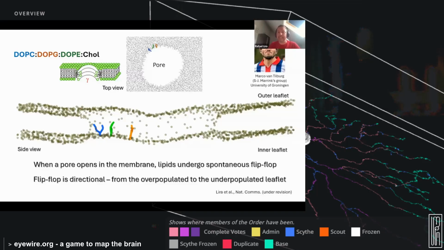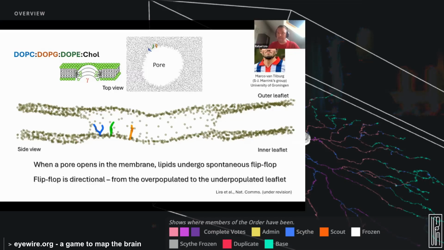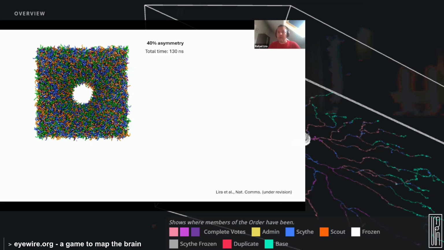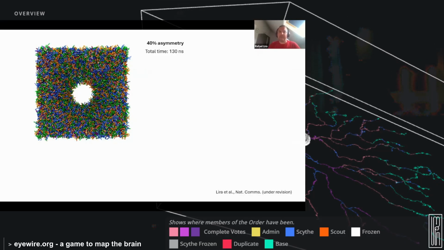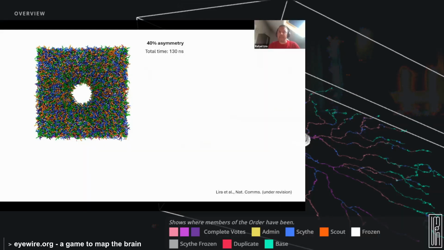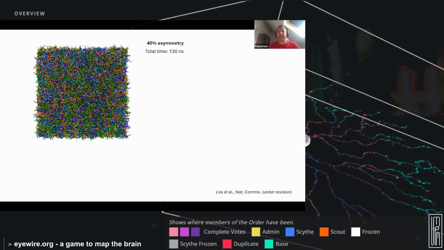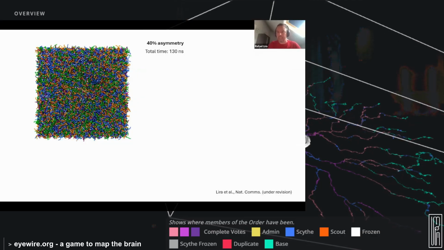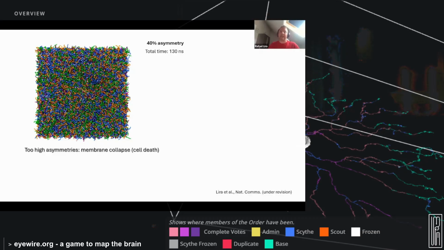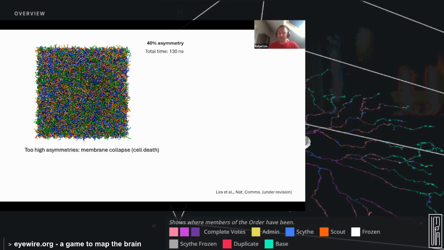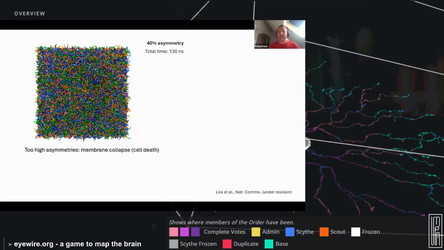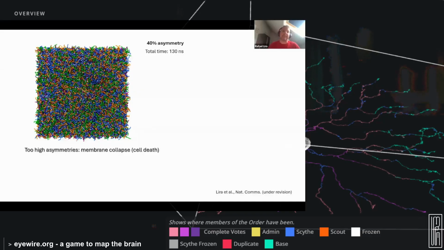And the process is clearly directional. It's from the overly populated to the underly populated leaflet. So if we open a pore in the membrane, that allows lipids to flip-flop. And if we simulate a pore in an asymmetric membrane, lipids spontaneously flip-flop, and the pores will also spontaneously close. So the situation that we have is if we have too high asymmetry, the membrane will spontaneously collapse. In the cell case, this is equivalent to cell death.